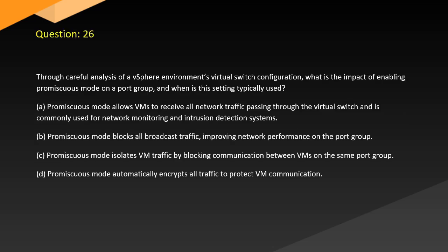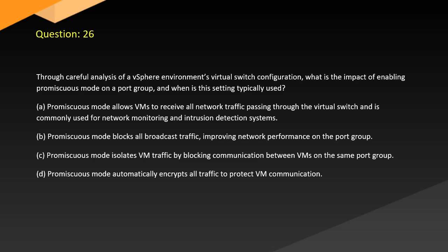Question 26. Through careful analysis of a vSphere environment's virtual switch configuration, what is the impact of enabling promiscuous mode on a port group, and when is this setting typically used? A. Promiscuous mode allows VMs to receive all network traffic passing through the virtual switch and is commonly used for network monitoring and intrusion detection systems.